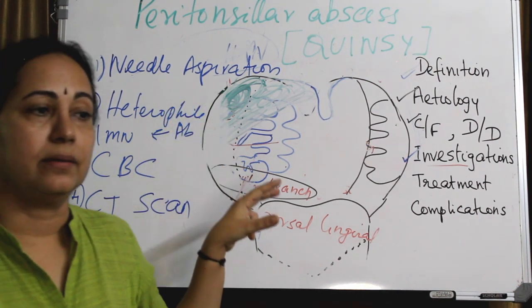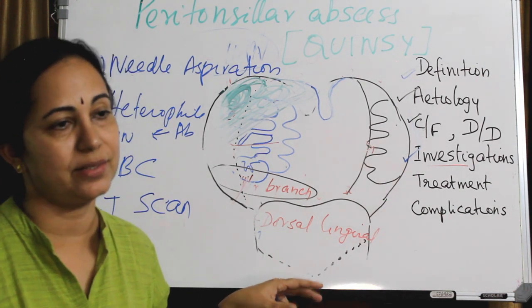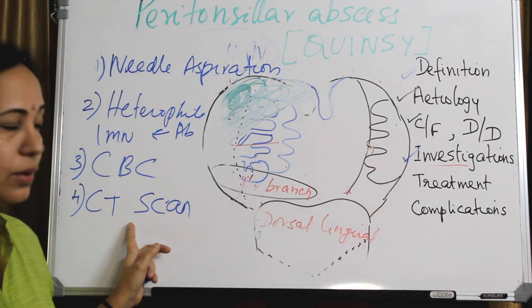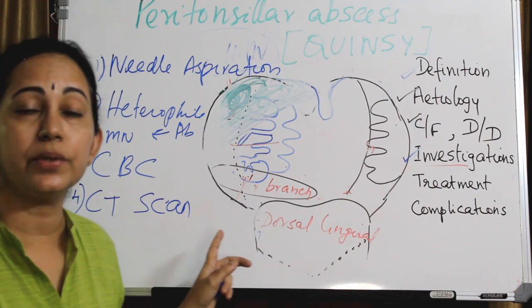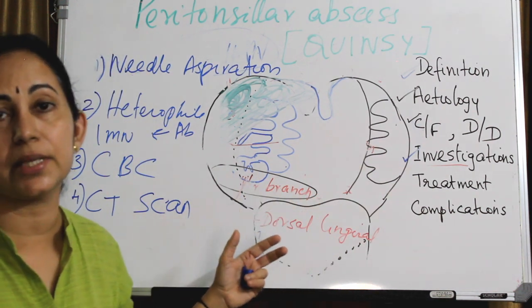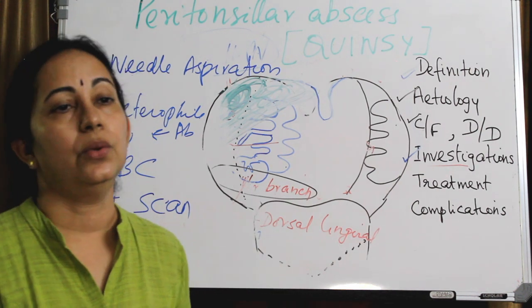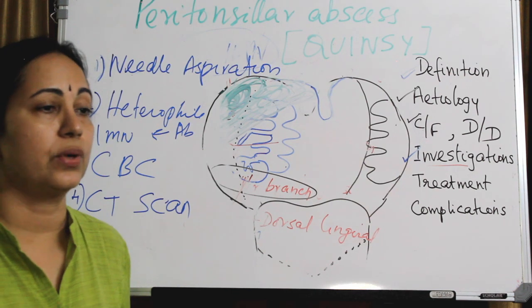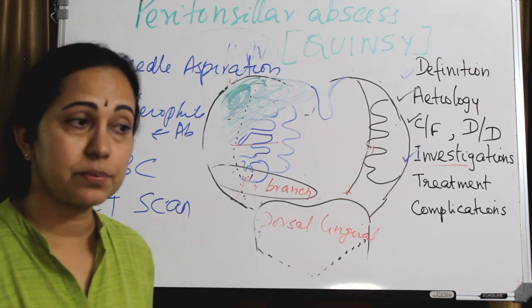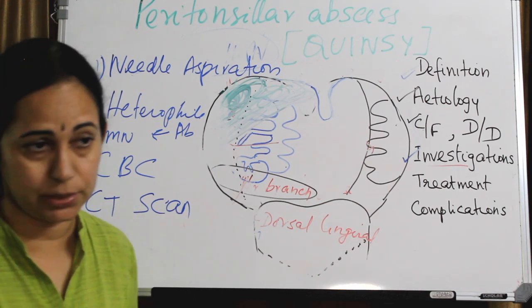In the differential diagnosis, I told you so many other conditions. If you doubt any of that, you can go for a CT scan. And also if you doubt any complications of this Quinsy, like a parapharyngeal abscess or a retropharyngeal abscess or mediastinitis, you can very well go for a CT scan. And if you suspect mediastinitis, then you have to take a CT scan of the neck along with the chest also.